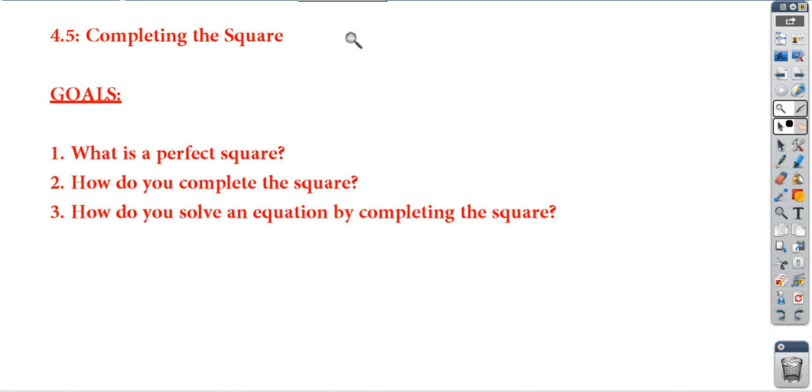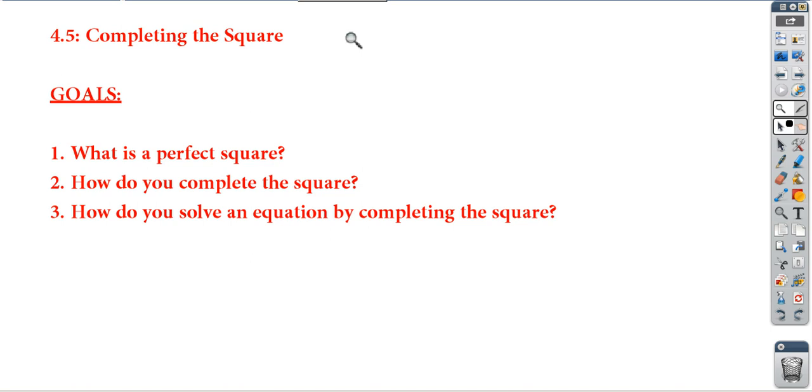Alright, so section 4.5 is on a topic called completing the square, and basically this is another way of solving quadratic equations. Mostly you would use this when you cannot factor. Factoring tends to be the easiest, but if you can't factor, you can use completing the square.